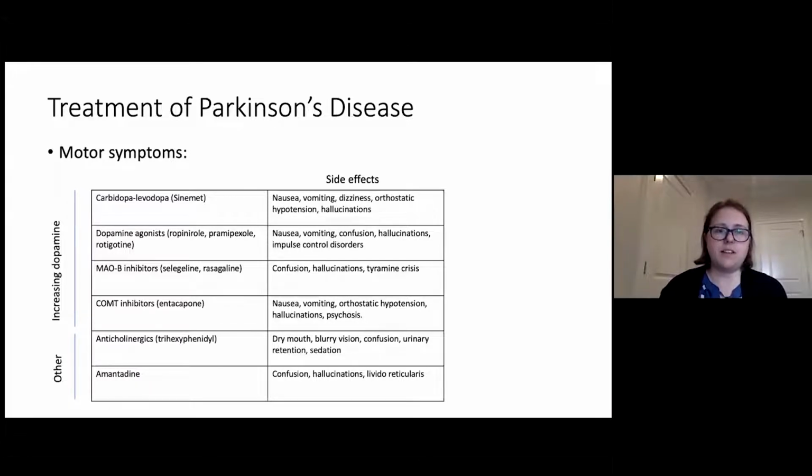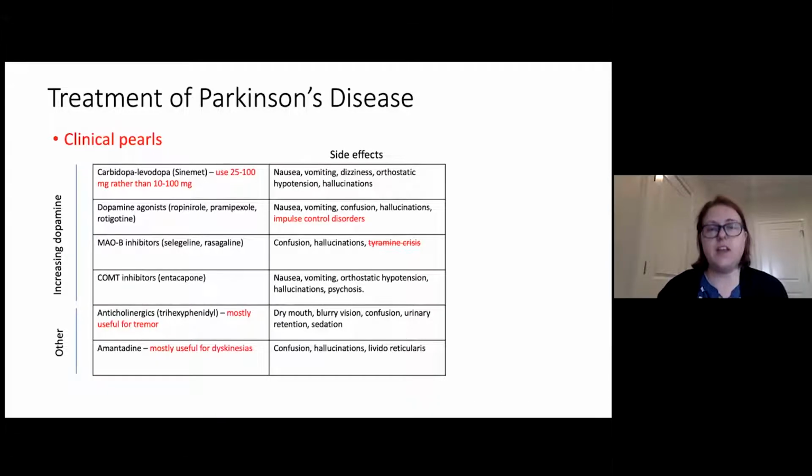The treatment of Parkinson's is complex and it could be a lecture in and of itself. But since this is a board review course, I wanted to highlight a few things that are sort of clinical pearls and easy questions. So of the treatments that increase dopamine, I'll start by just mentioning that carbidopa levodopa comes in two doses, 10/100 or 25/100. For the most part, there's really very little role for 10/100. If you're using 10/100, you're just using less carbidopa.